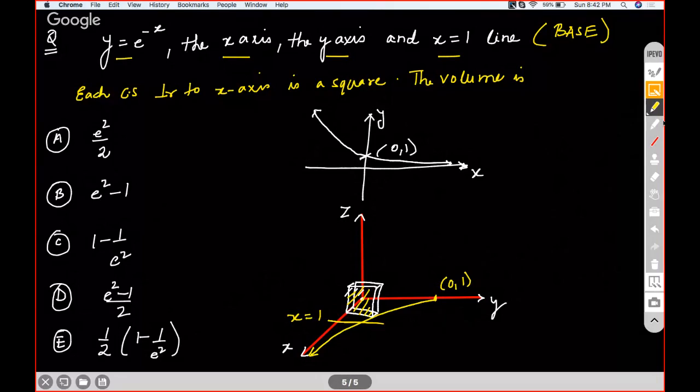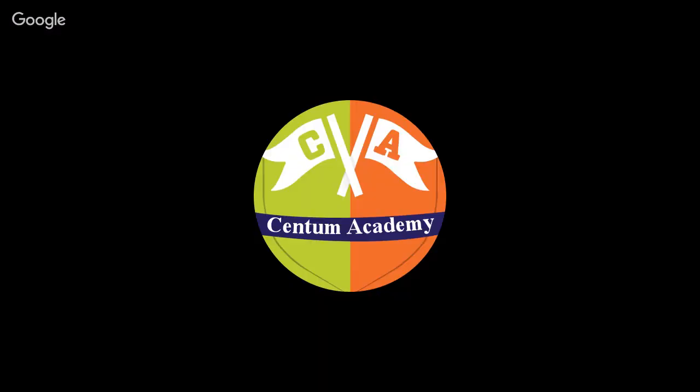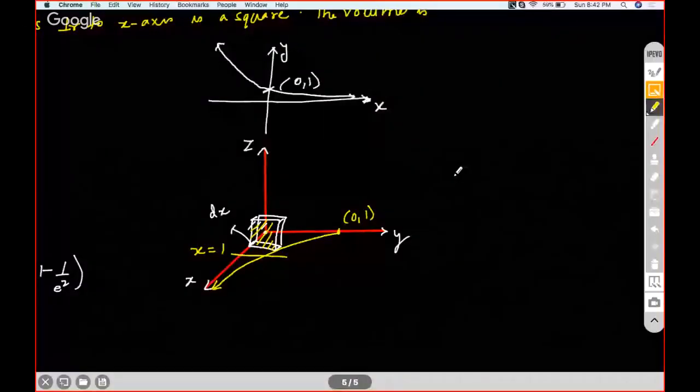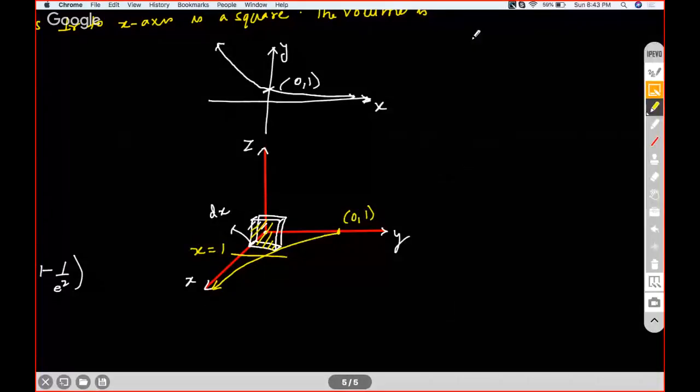What is the thickness of this square? This thickness is how much? dx. So first tell me A. Once we know A, we can always multiply with dx and integrate it from 0 to 1. Will it be like 0.5? I think it's xy.